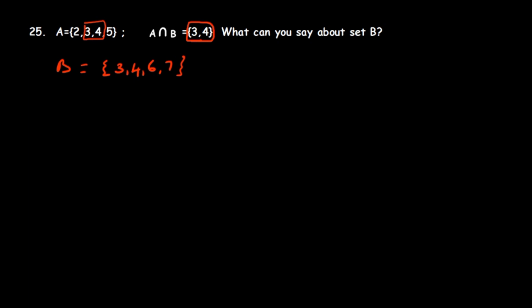3, 4 is common in both set A and set B. Other than 3, 4, you can take some elements here like 6, 7, or only 6, or only 7 or 8. So whatever it may be, but 3, 4 is compulsory. It is an open-ended answer question, so any answer you can get here, but 3, 4 is common in both sets.